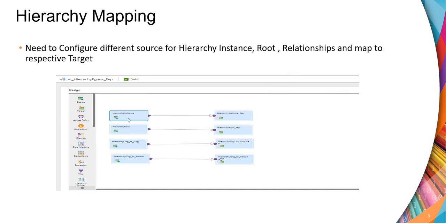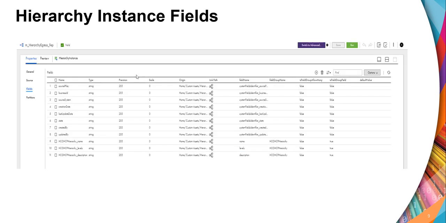Here is the sample hierarchy mapping. We need to configure different sources for hierarchy instance, root, and relationships, and map them to their respective targets. So here are the fields that are available for hierarchy egress for a hierarchy instance. We get source key, business ID, hierarchy instance name, level, and description fields. Along with that, we also have a couple of system defined fields like create date, last update date, created by, and updated by.